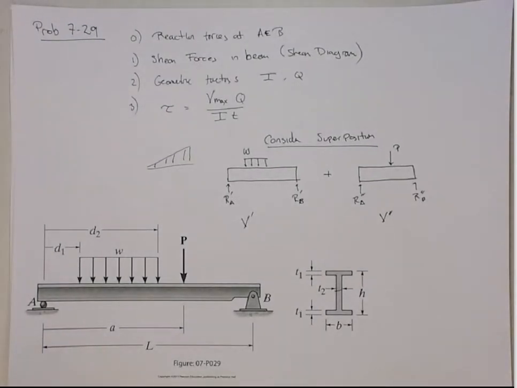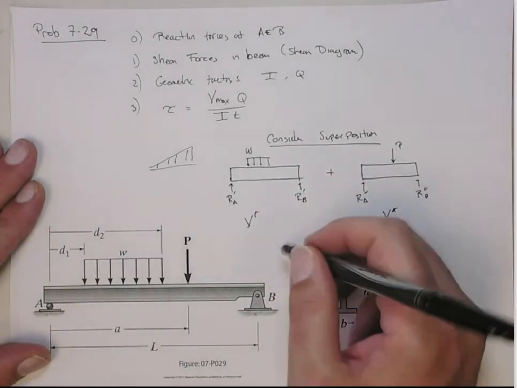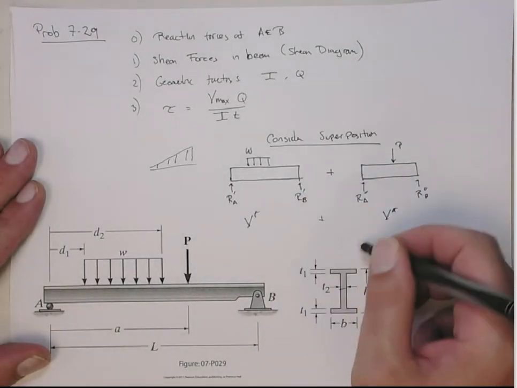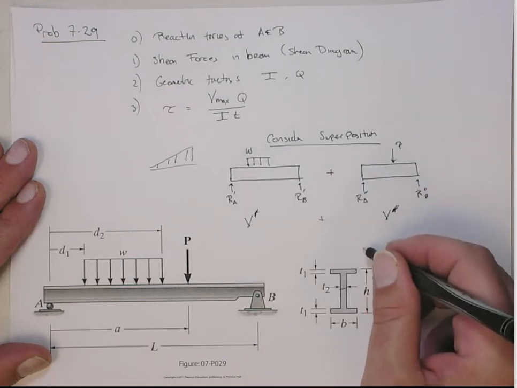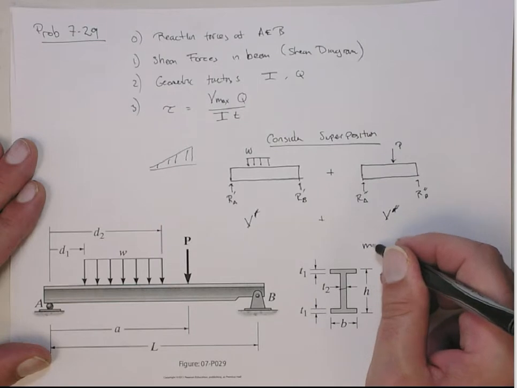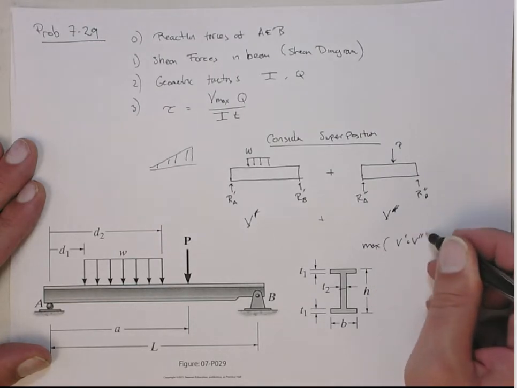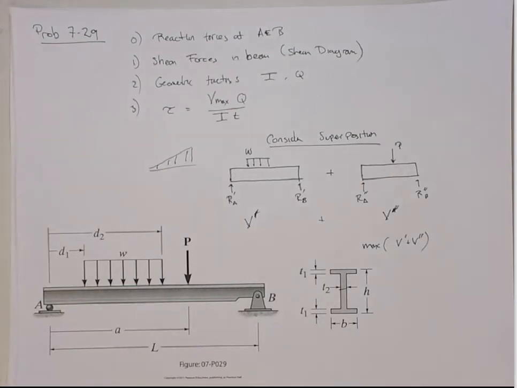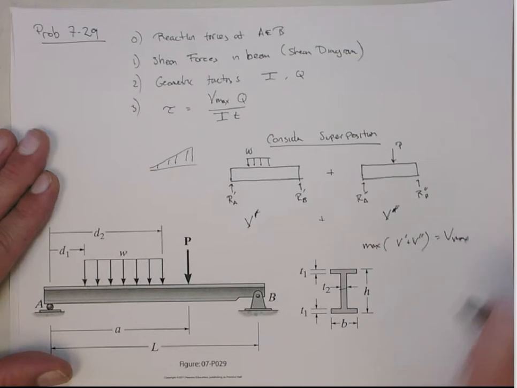We'll have to, well, actually I should say this. We're going to add the two V's together, the V prime and the V double prime, and then we're going to find the max of V prime plus V double prime, right? And that's going to be the V we use. That's going to be the V max. That's the basic approach. All right?